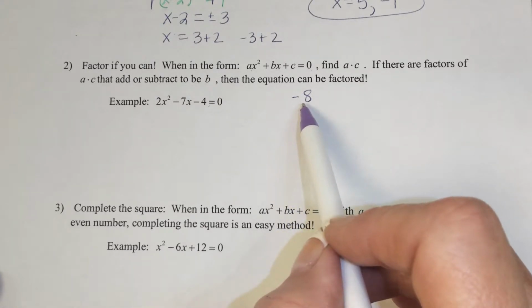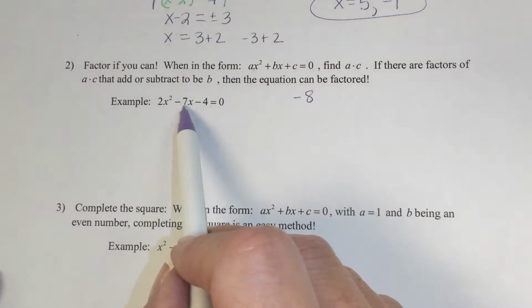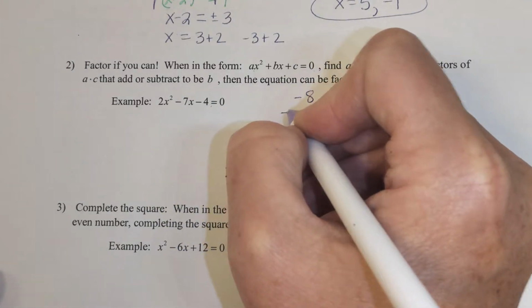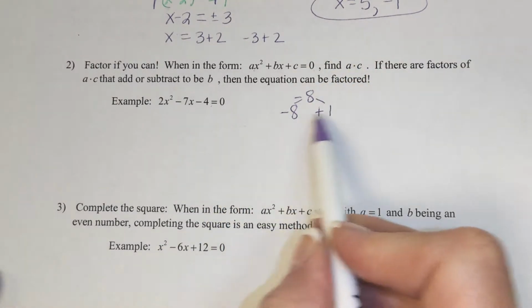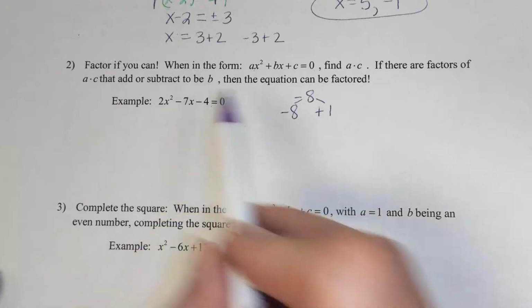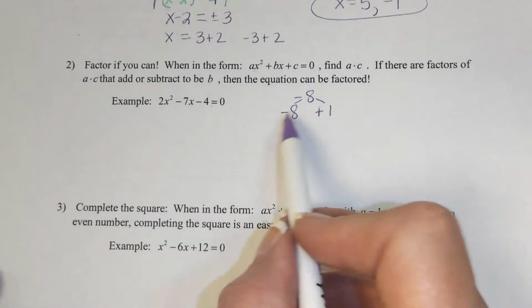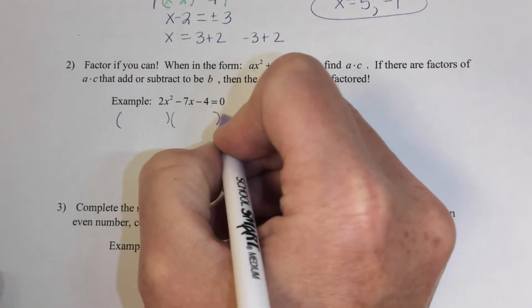8 and 1, 4 and 2, 2 and 4. Will any of those combinations add to give us a 7? Yeah, if we use negative 8 and positive 1, right? Wouldn't those two combine to give us a negative 7? So that tells us then that I need the outers and inners to be this in order for this to be factorable. I set up the double parentheses.